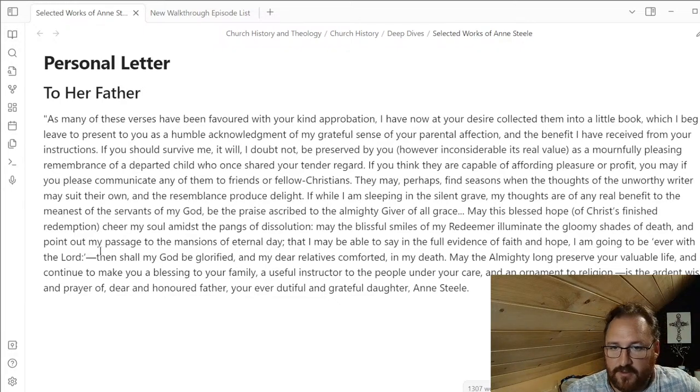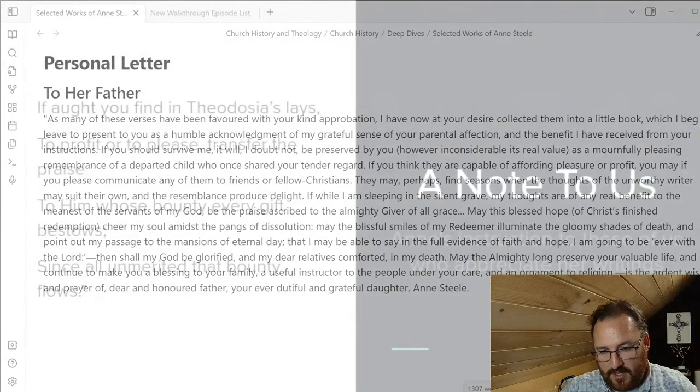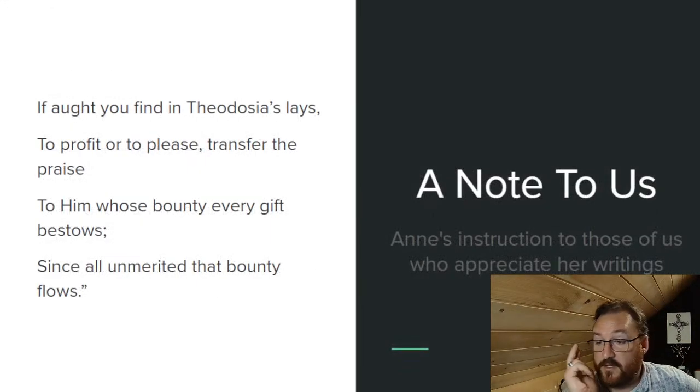A letter upon the first collection of her works made by her own hand. She not only writes to her father, she writes to anyone who would come across her writings. She includes in references a note to us, which is really quite fascinating as something we rarely get from history, as somebody referring to the future like that. Anne's instructions to those who would appreciate her writings at a later date.